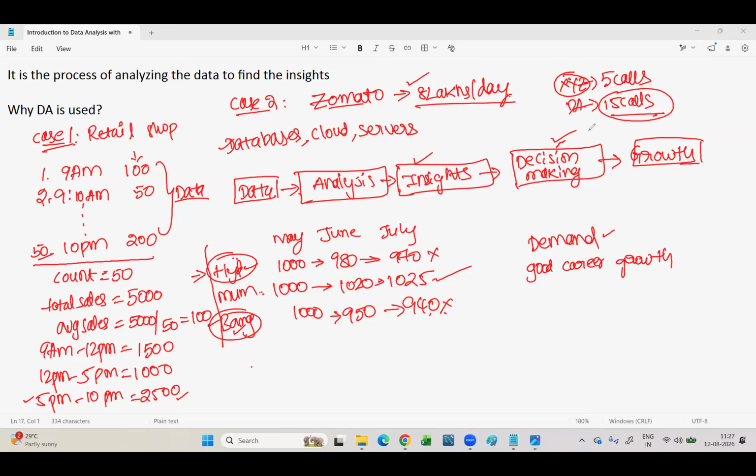Let me tell you. Some XYZ skill set you learned, and in those 5 calls itself, you got a job. Let's say your package is 6 LPA as a fresher. You work there for 4 years, but your package is still at 8 LPA only. You want to switch the job now after 4 years. In 2030, you might imagine there is no demand or calls available for that XYZ skill set. Then what will you do?